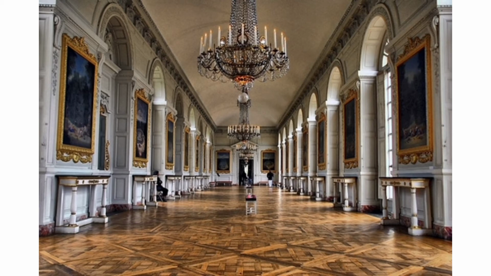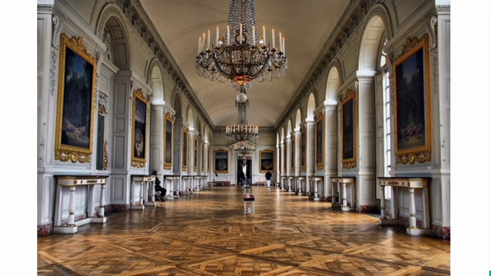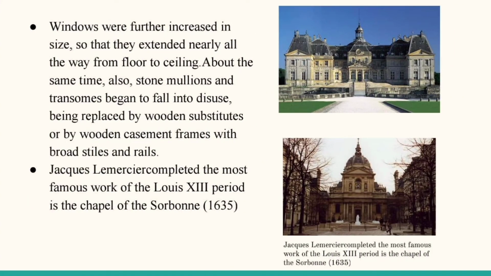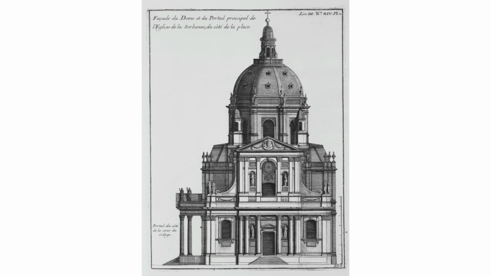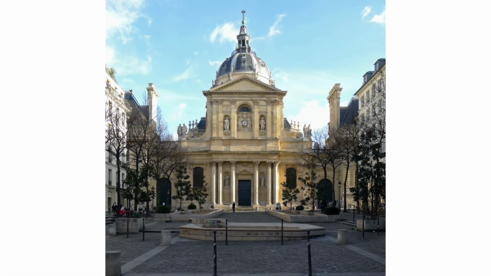Rectilinear in shape and had simple and basic forms. Carving and turning were the most used techniques here. Windows were further increased in size, so that they extended nearly all the way from the floor to ceiling. About the same time, stone mullions and transoms began to fall into disuse, being replaced by wooden substitutes or by wooden casement frames with broad stiles and rails. Jacques Lemercier completed the most famous work of the Louis XIII period, the Chapel of Sorbonne, 1635.